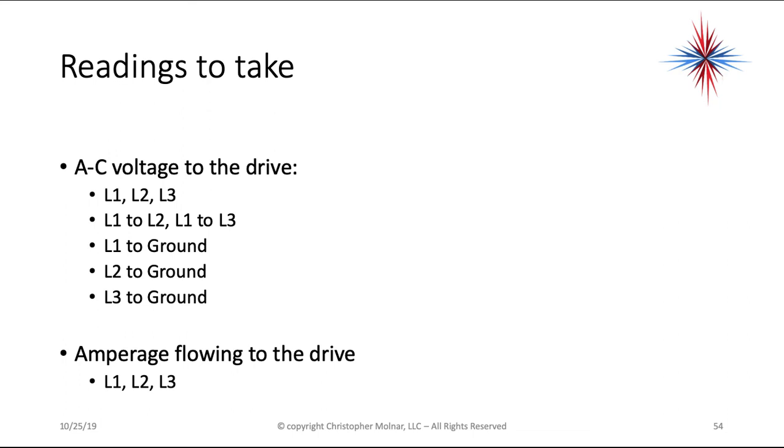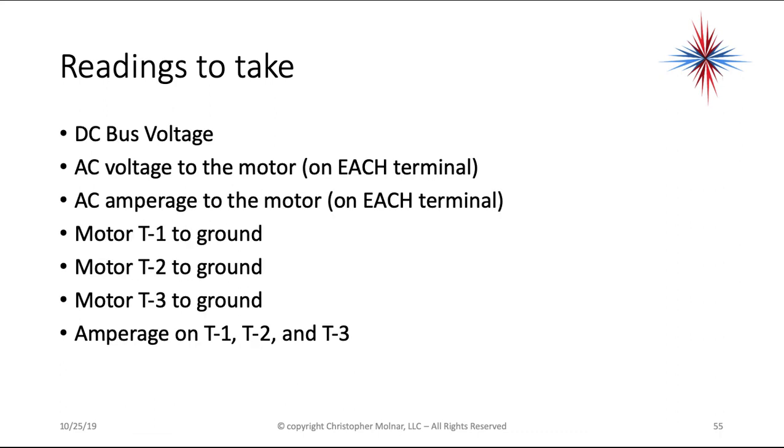Readings you want to take: the AC voltage to the drive. You take L1, L2, L3. Then you go L1 to L2, L1 to L3. You go L1 to ground, L2 to ground, L3 to ground. You want to take amperage flowing to the drive. Again, L1, L2, L3. You want to take a voltage reading of the DC bus voltage.